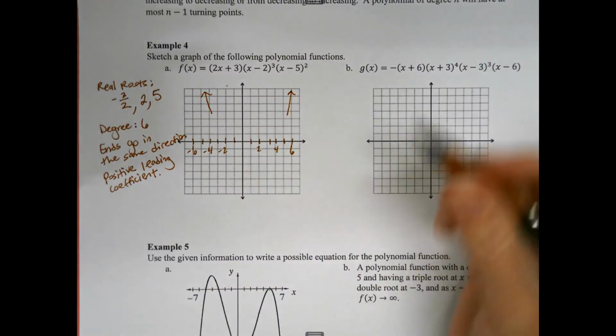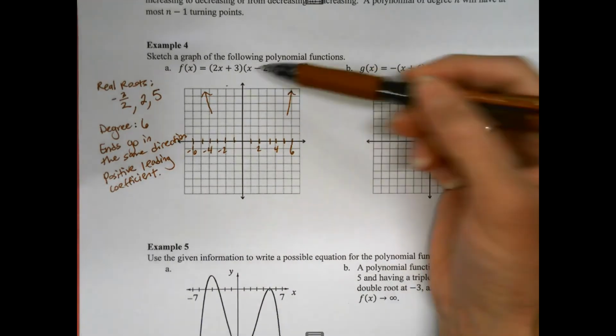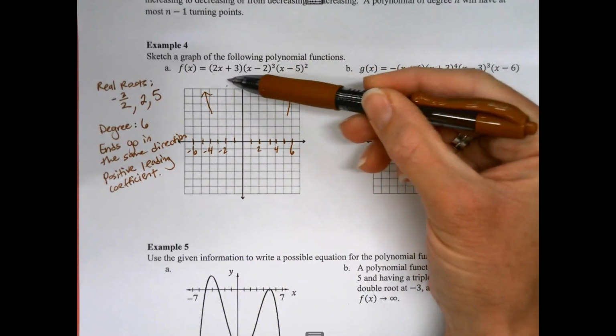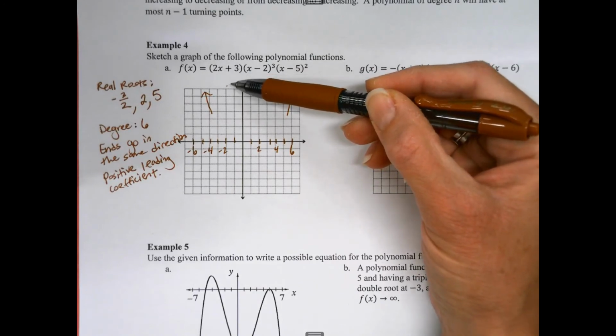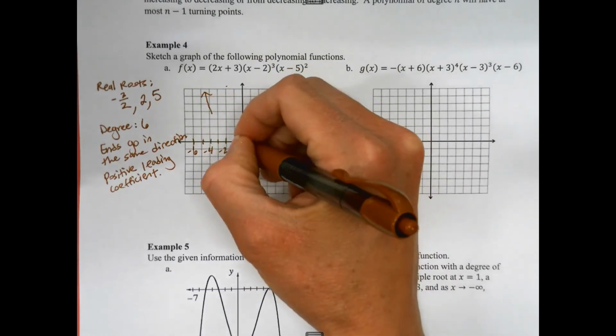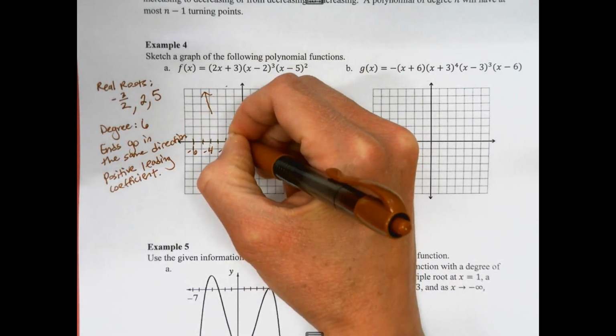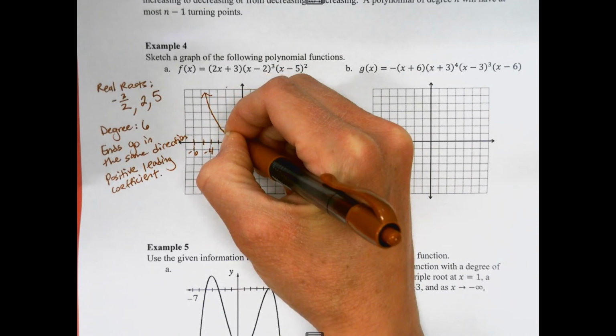Then we can see what's happening at each root. At negative 1.5 or negative 3/2, it crosses through. So it's going to go straight through at negative 1.5, excuse me.